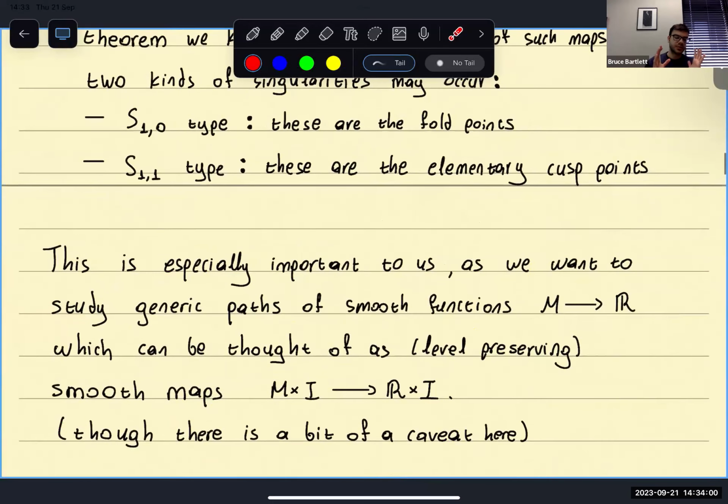I'm not going to prove this in detail, but this is quite important to us, because what we want to study at the end of the day is generic paths of smooth functions. If you give me a path of smooth functions, I can think of it as a level-preserving smooth map from N cross I to the plane. And so that's why looking at generic singularities to the plane is quite important.